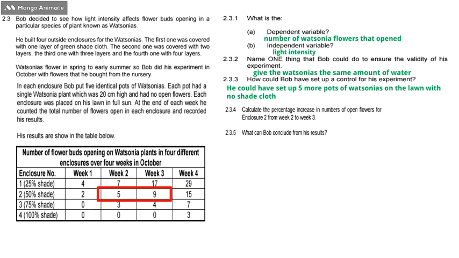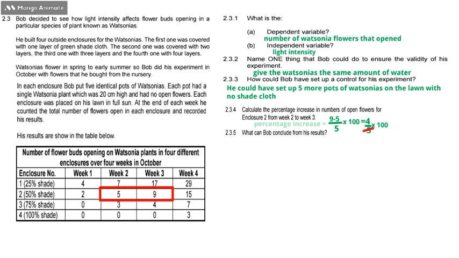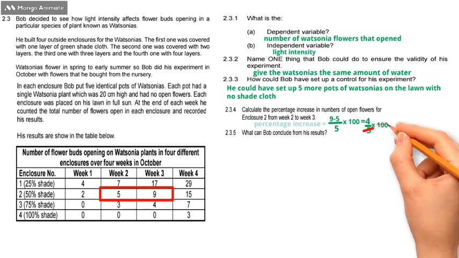Week 2 we have got 5, and week 3 we have got 9. So percentage increase, we can say 9 minus 5 over 5. When we calculate, 9 minus 5 gives us 4. 4 over 5 times 100%. What number can go into 5 and 100? It will be 5 itself, so the 5 down is cancelled out, and 5 into 100 gives us 20.